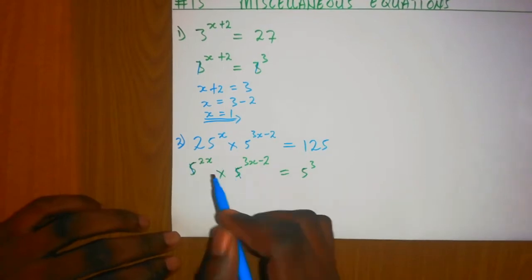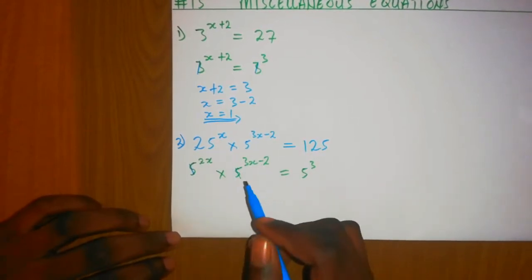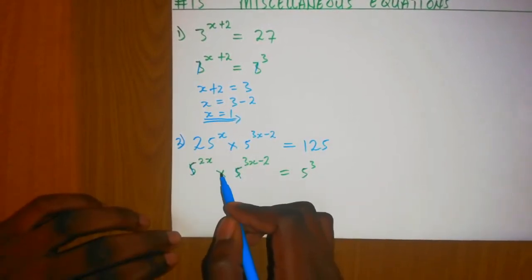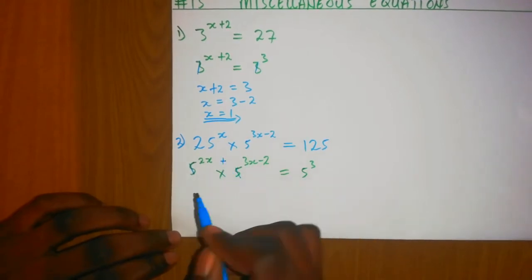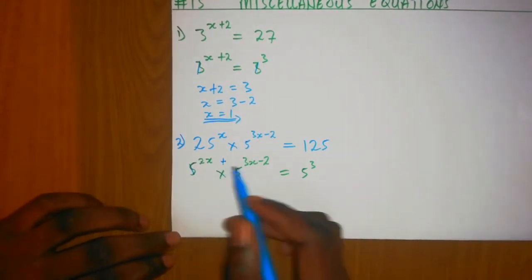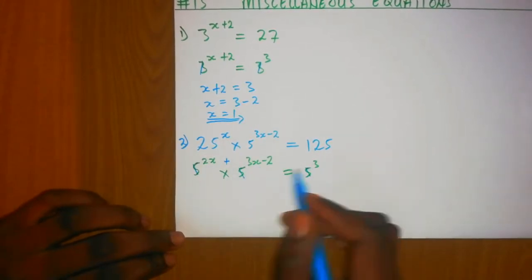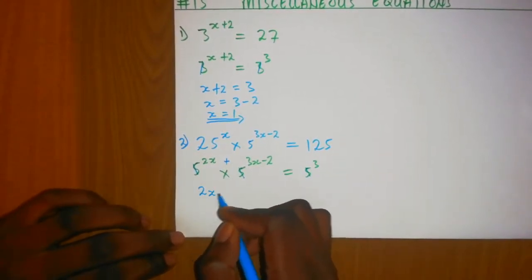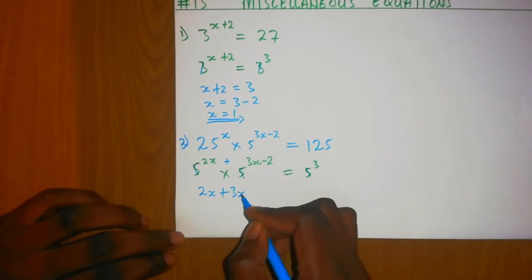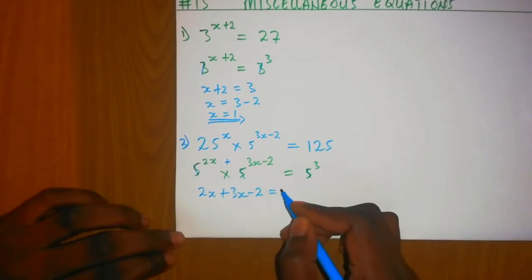Then here, these are powers, and according to the laws of indices, if we are multiplying, we are supposed to add our powers. So I'm supposed to put a positive sign there. Then I cancel that side. I'm going to continue with that top equation. That's now 2x plus 3x minus 2 is equal to 3.